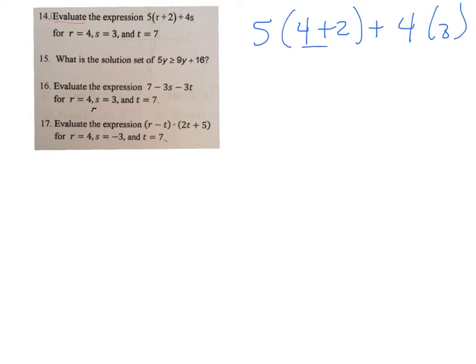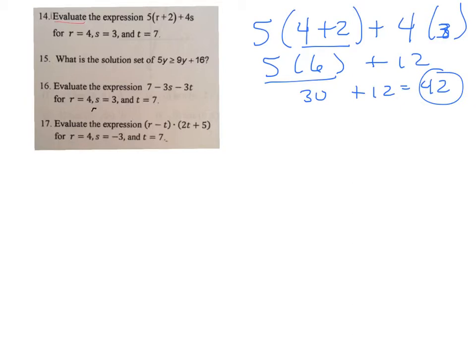I've got to do the parentheses first. So this is an order of operations, PEMDAS, okay? 4 plus 2 is 6, so I get 5 times 6. Now, over here, this is 4 times 3. That's a 3. Sorry, it looks bad. But 4 times 3 is 12. I have to do order of operations first, so 5 times 6 is 30. So 30 plus 12 is 42. That's the answer to number 14.